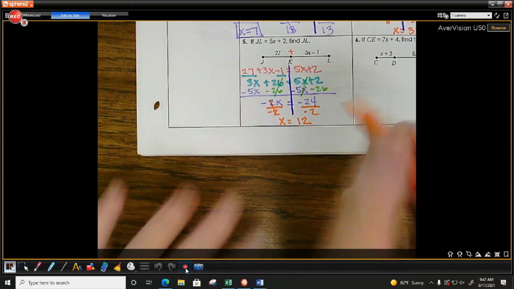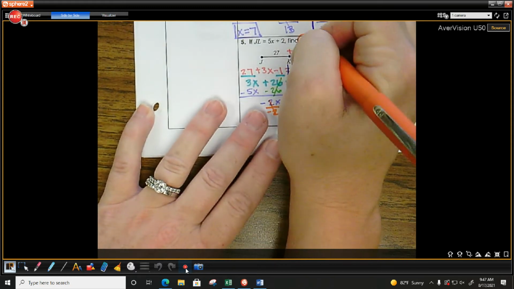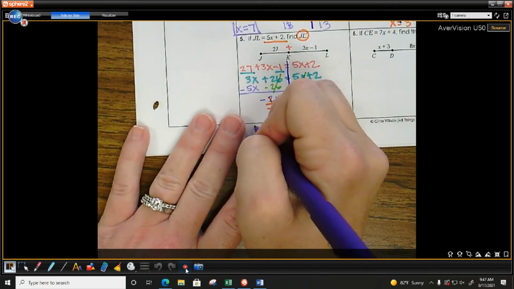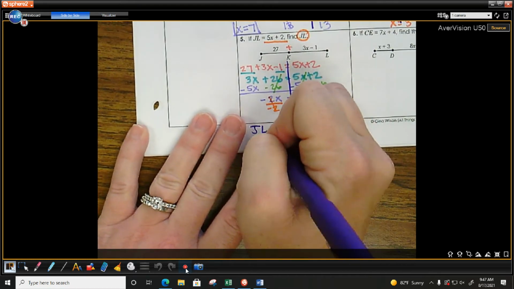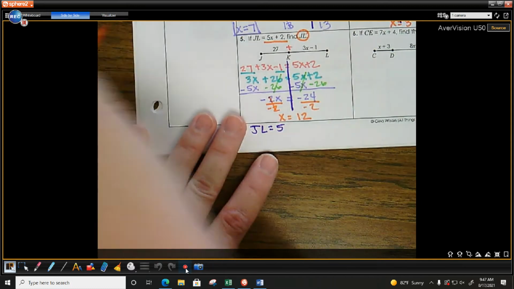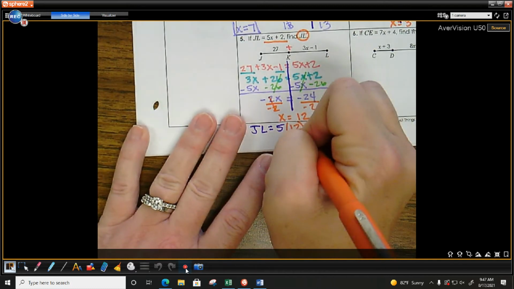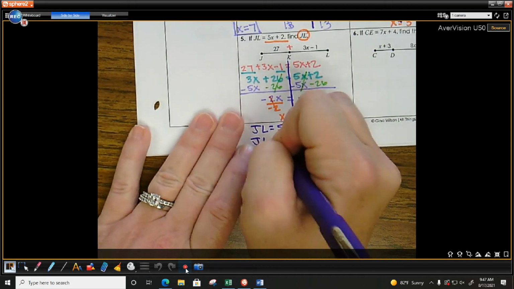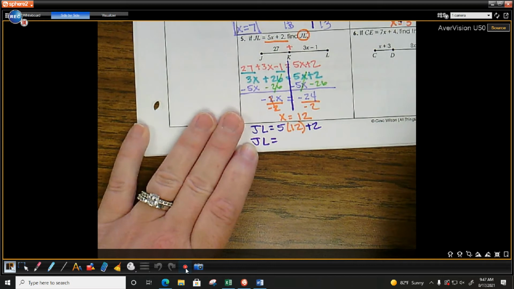So I have to use this right here. Okay? So JL equals 5 times x, which is 12, plus 2. So JL equals 5 times 12 is 60, plus 2 is 62.